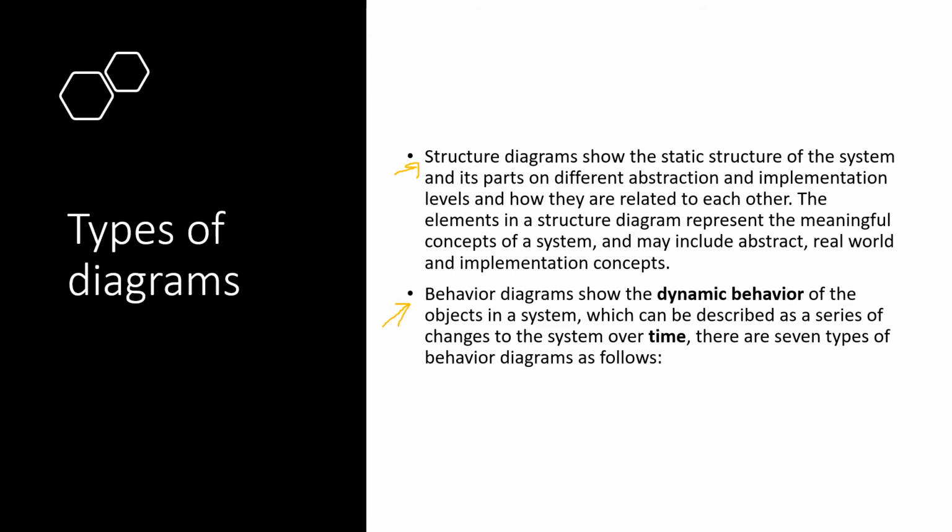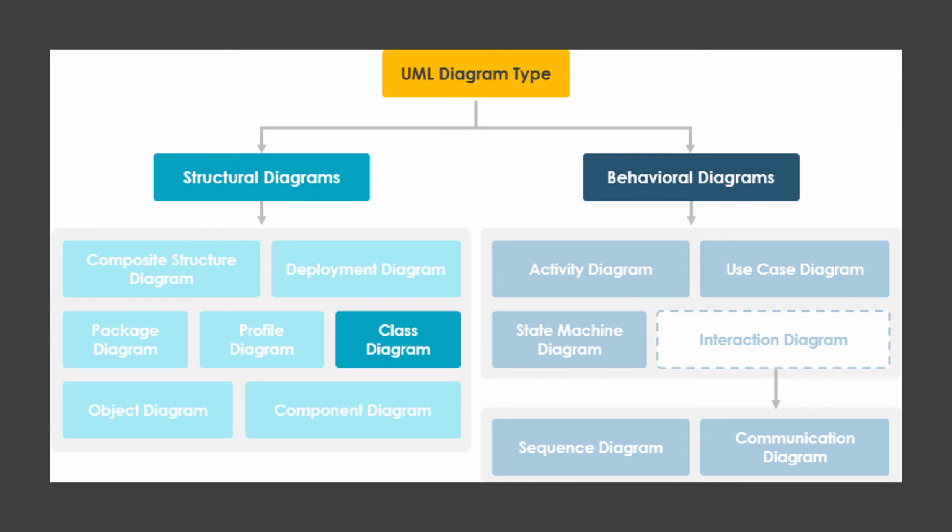So we can see here are some. First of all, we can see the structural diagram and the other is behavioral diagrams. Under structural diagrams are the composite structure diagram, deployment diagram, profile diagram, package diagram, class diagram, object diagram, and complementary diagrams. And in interaction diagrams, mostly the interaction of the software is demonstrated. Here are the activity diagram, use case diagram, state machine diagram, and interaction diagrams.